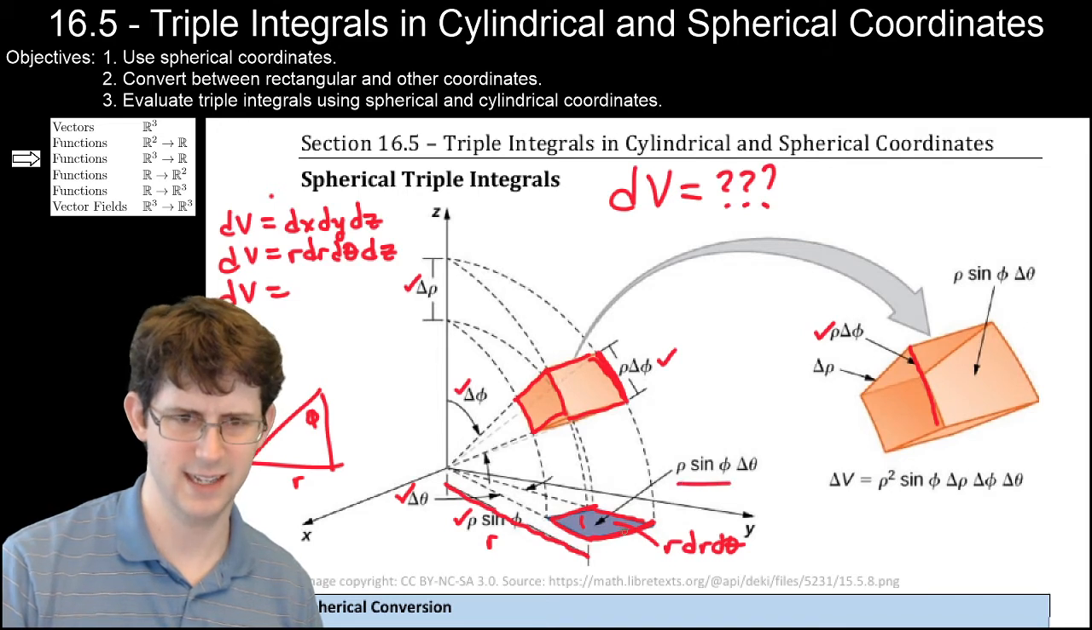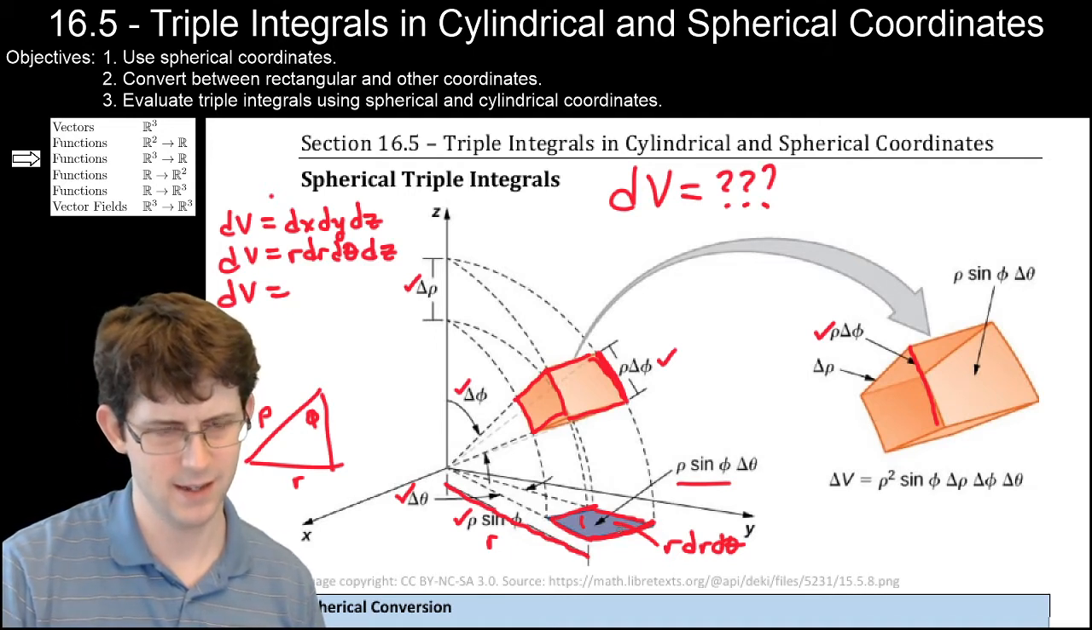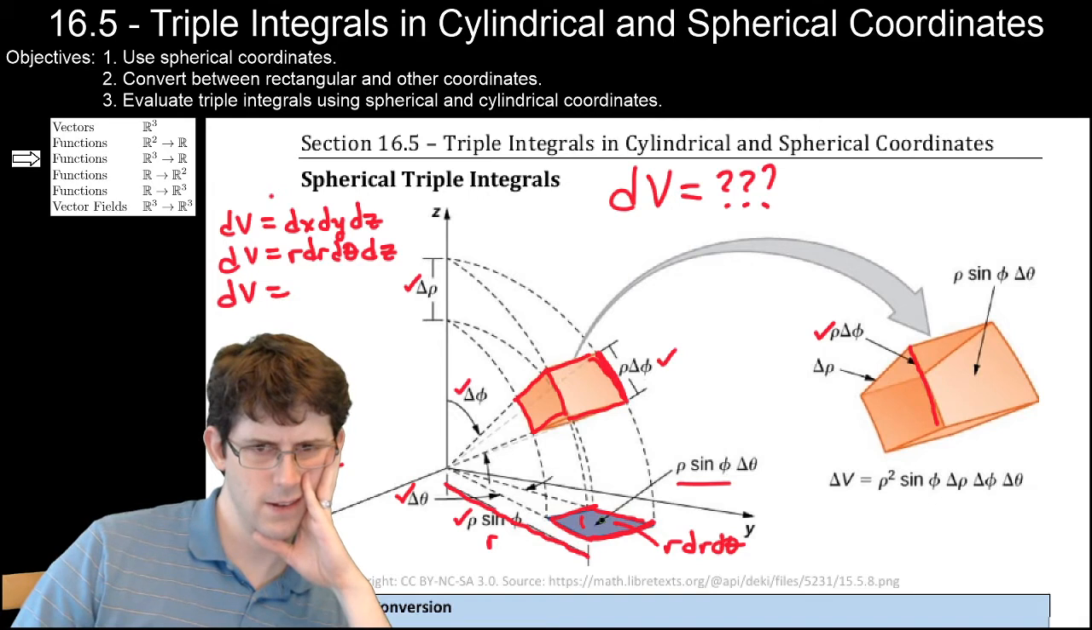Is this right? No. It is right. I think this image works.